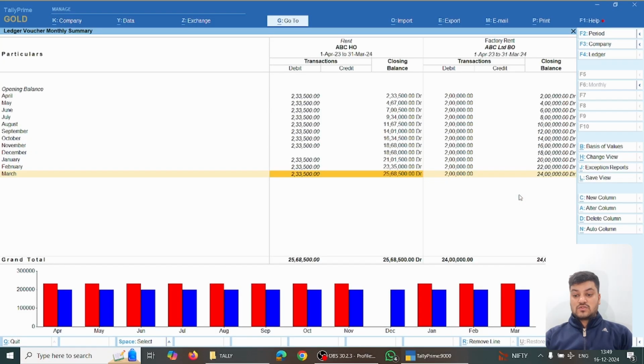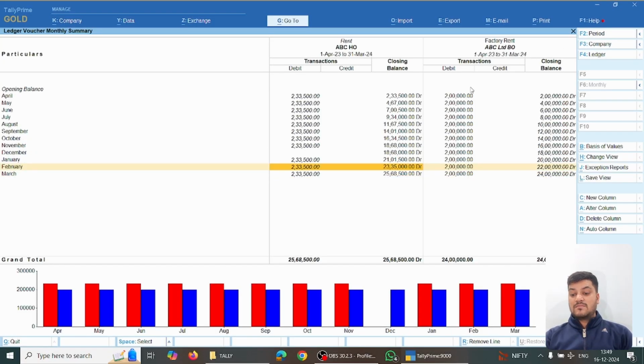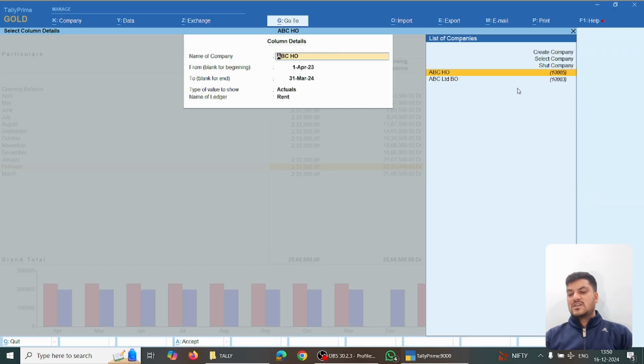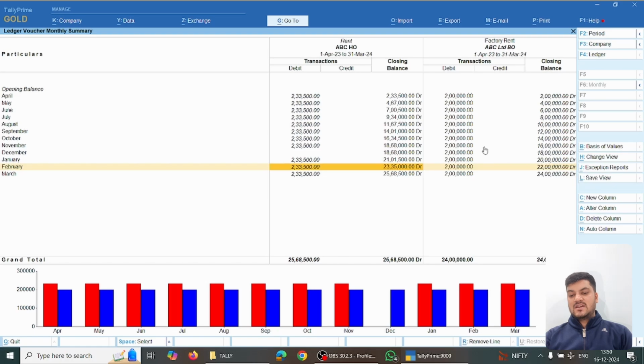maybe factory rent. So you can see that ABC HO rent and maybe ABC Limited branch office rent, you can combine maybe GST, maybe inter branch, every single thing you can analyze from here itself without needing to go from here and there to another company, not two companies but 3, 4, no matter how many columns you add, you will get all the list of companies, not only of different companies. Suppose you want the sales and GST of the same company, you can do that again.